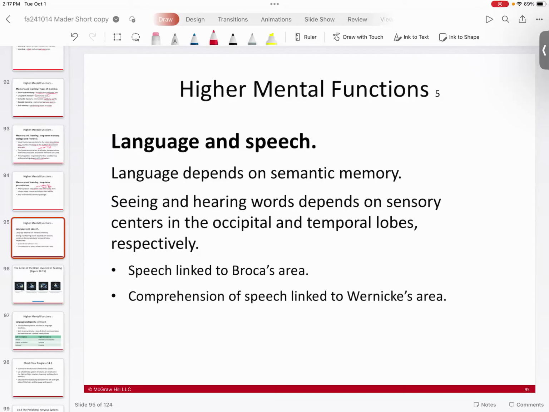So language and speech basically is semantic memory, essentially seeing and hearing words, which is a sensory thing. So you have to have a situation where you have the occipital association where you see the word, and your temporal lobes where you're hearing the word, respectively. And so ultimately, the speech component is, remember, linked to Broca's area, which is your ability to write and read. And then the comprehension of speech, to hear it, is the Wernicke's area. So the two are connected together in your total verbal intelligence.